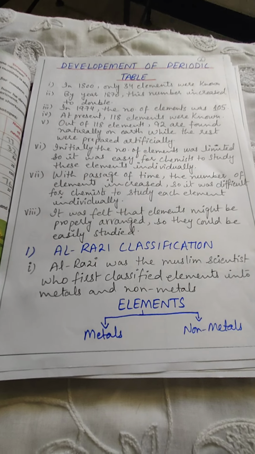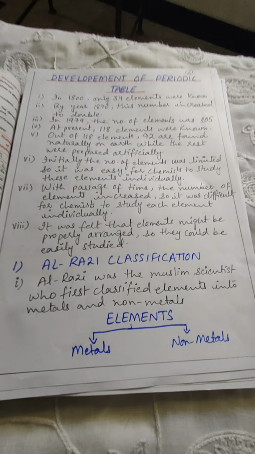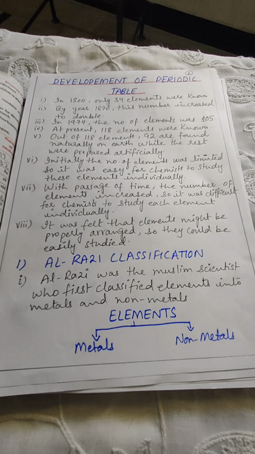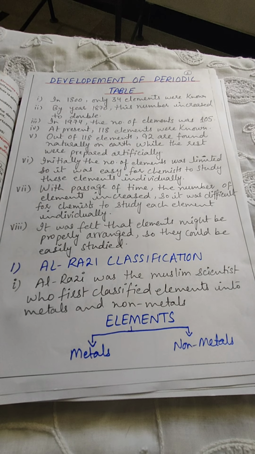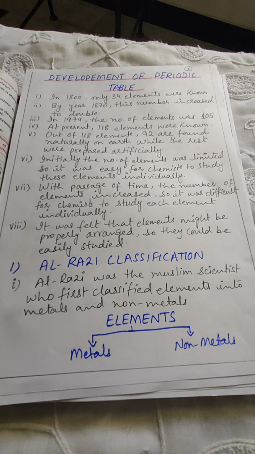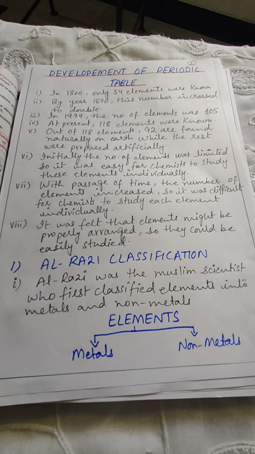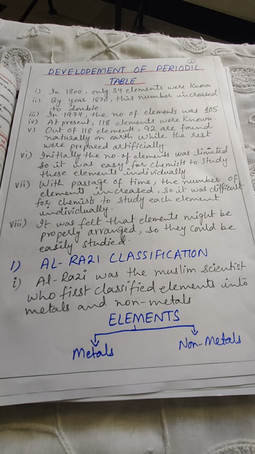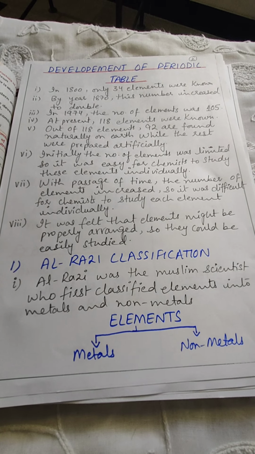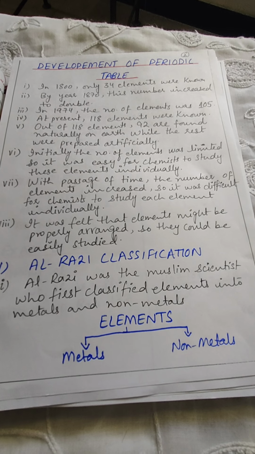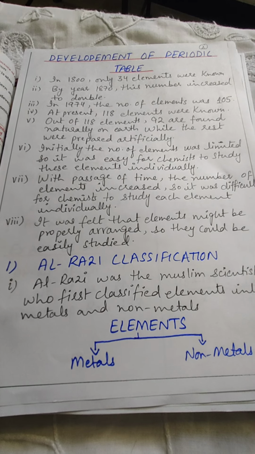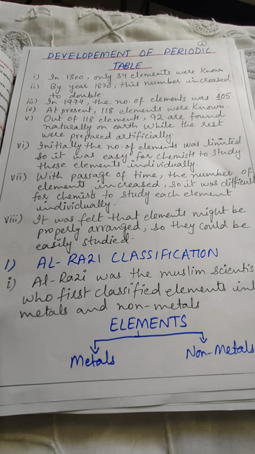Before starting the periodic table in detail, first we should know a little bit about the history of the periodic table. In other words, how the periodic table was developed. In the 1800s, only 34 elements were known. By the year 1870, this number increased to double. In 1974, the number of elements was 105. At present, 118 elements are known. Out of 118 elements, 92 are found naturally on Earth, while the rest were prepared artificially.